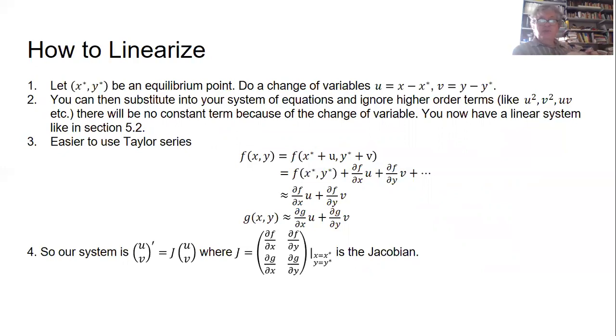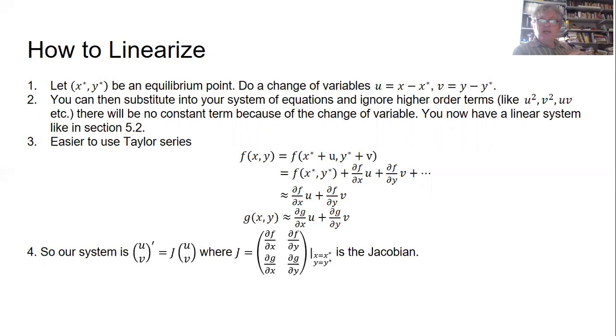You can then do the substitution. You plug it into the equations you've got, and then you ignore any higher order terms like u squared, v squared, uv, etc. There's going to be no constant term because of the change of variable, right? You've changed the equilibrium to 0, 0. And you now have a linear system like you did in section 5.2, to get the same answer. And the easy way to do it is you can just use Taylor series.